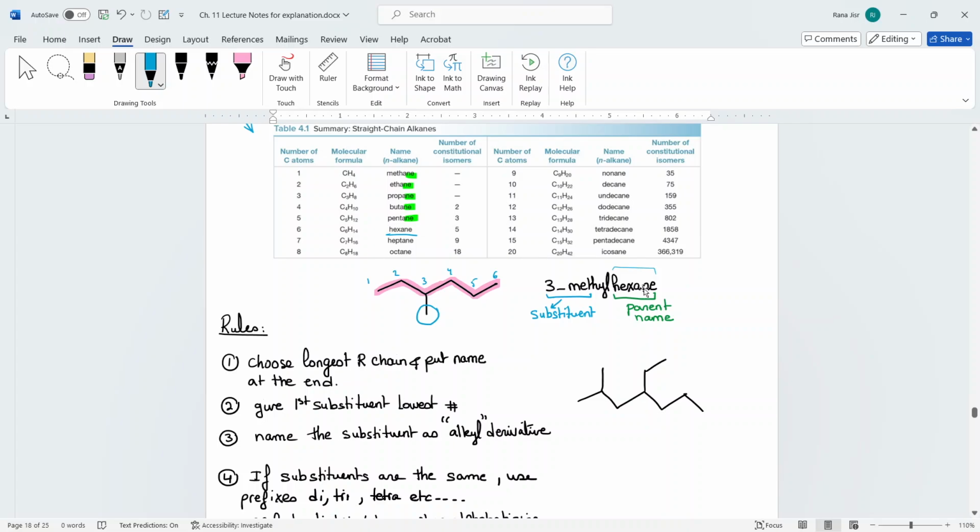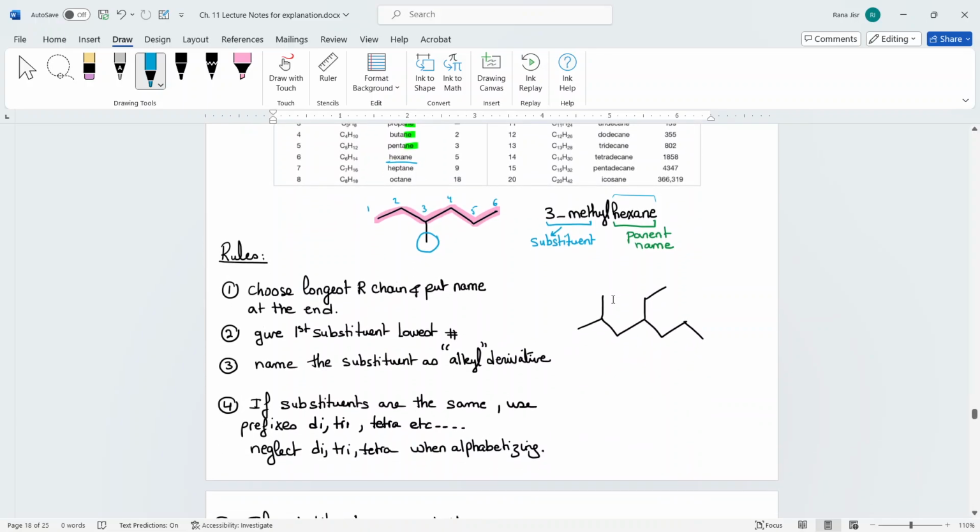When you want to write the name together, you need to locate where the substituent is. This is why there should be a number before every single substituent. There should be a dash between them. And then the substituent and the parent name have to be connected with no space in there. So the name here is going to be 3-methylhexane.